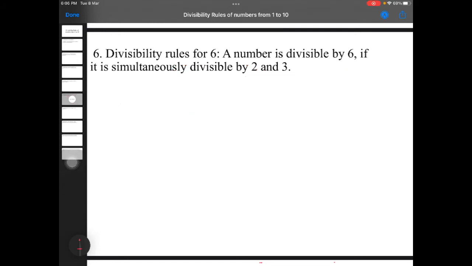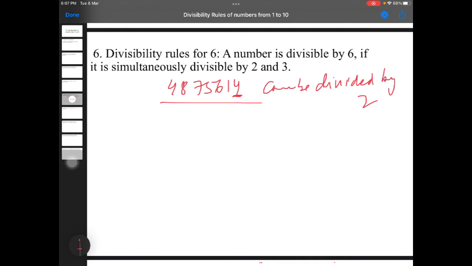Let's see another example. We'll check another number to see if we can divide it by 6. The number is 4875614. Here the last digit of this number is 4, so it can be divided by 2. So let's see if this number can be divided by 3 or not.